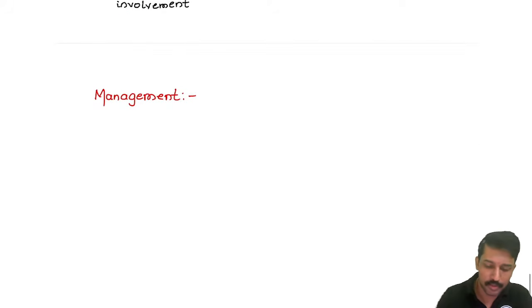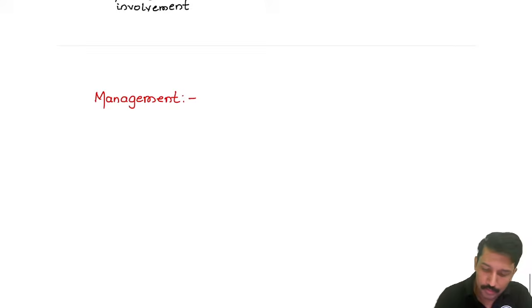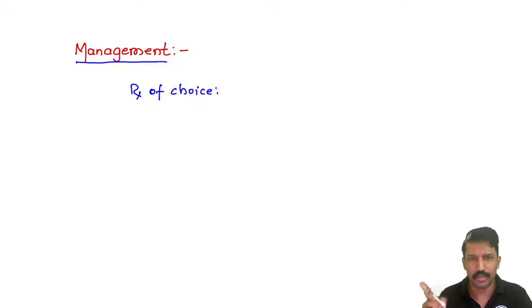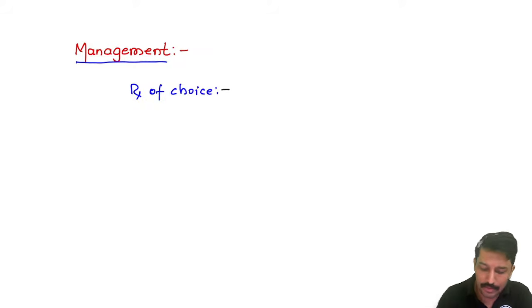So in terms of management, the most effective way of managing it is phlebotomy. So if you ask me what is the treatment of choice for hemochromatosis? Of course, in secondary iron overload, treat the underlying cause, but for hereditary hemochromatosis, the treatment of choice is going to be phlebotomy.